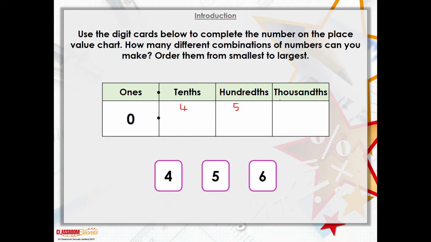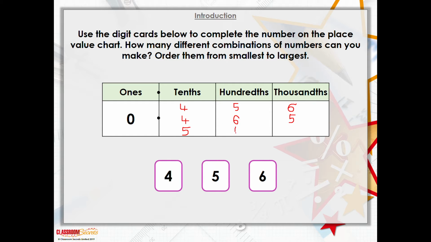0.456. And then all I'm going to do is keep the 4, but swap around the 5 and the 6 so that the 6 goes there and the 5 goes there. There are no more combinations that I can make using my 4 in the tenths column. So I'm just going to move on to do the 5 in the tenths column.